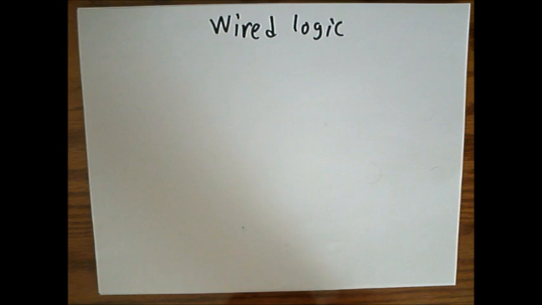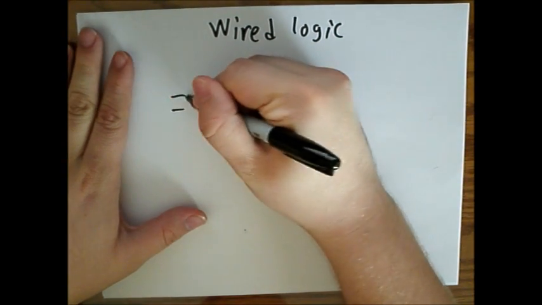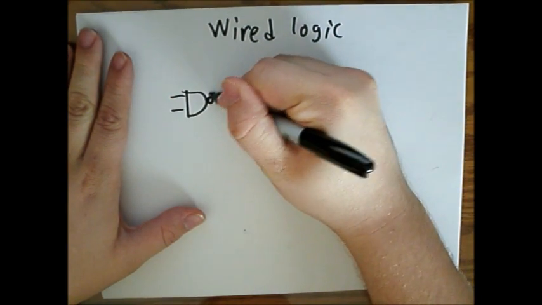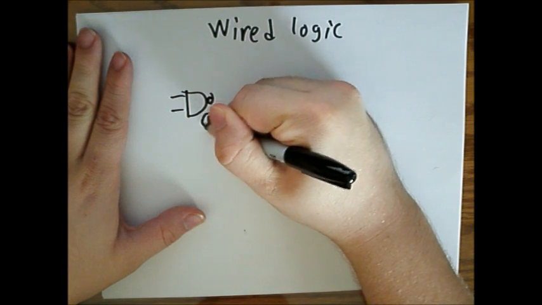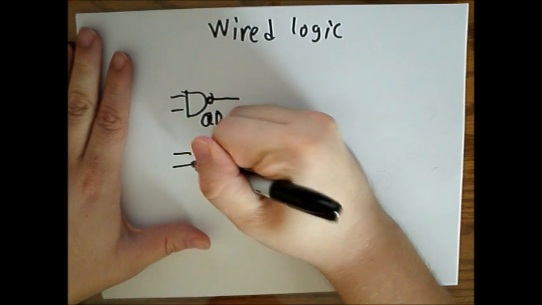Hello. This is a continuation from my theoretical explanation of the open drain AND gate. This time I'll be explaining how they work exactly. So let's say we have two of these things. Let me make that better. Oh, this is wired up here.